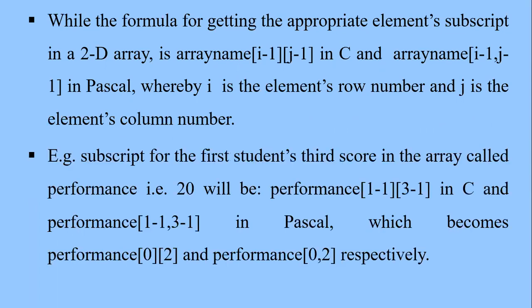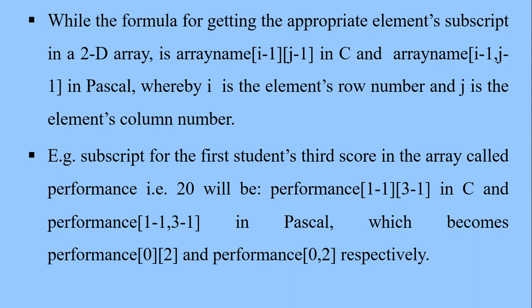For example, the subscript for the first student's score in the array called performance, that is 20, will be performance, 1 minus 1, then 3 minus 1 for the column in C. And performance, square bracket, 1 minus 1, comma, 3 minus 1, square bracket in Pascal, which becomes performance subscript 0 for the row and subscript 2 for the column, and performance subscript 0, comma, 2, respectively.